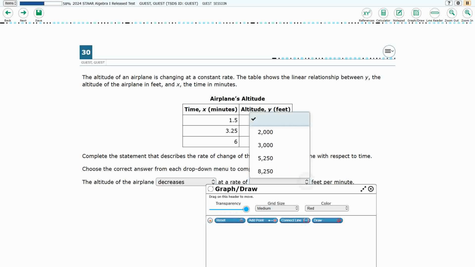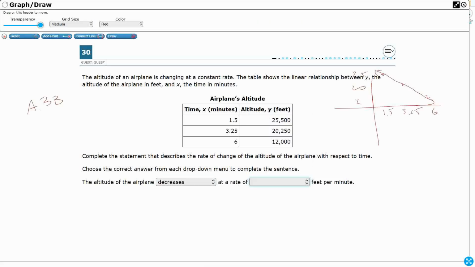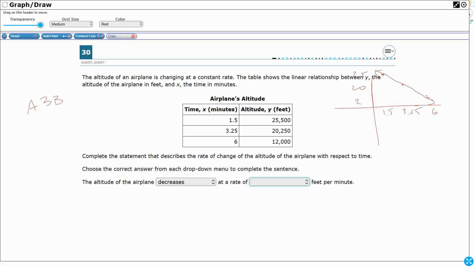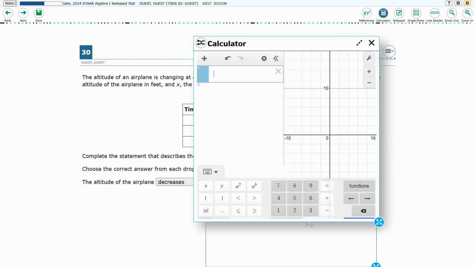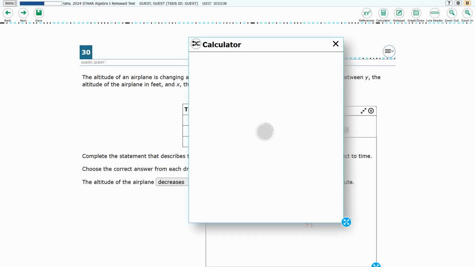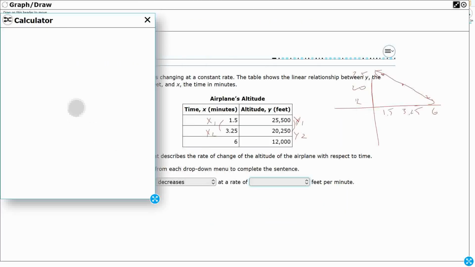Now, at the rate of, now we need to calculate the rate. Okay, well, our rate is the same thing we've been using, right? Let's do the change in y over the change in x. So let's just pick two values. Okay, so let's just pick those two right there. And we need to clarify which one's going to be which. Let's make that x1, y1. And let's make that x2 and y2. And let's cut out the middleman here. Let's just put a calculator on for this. That's going to be helpful.